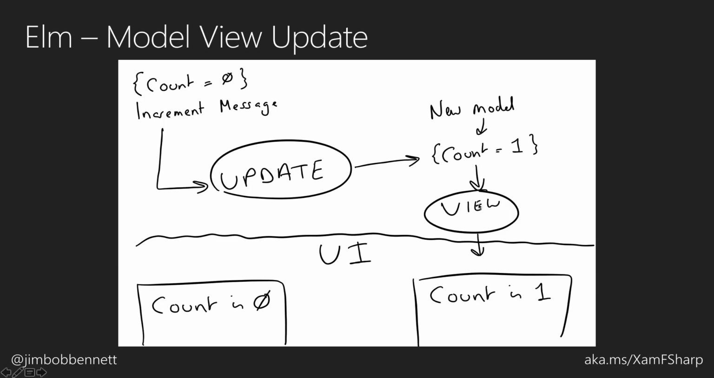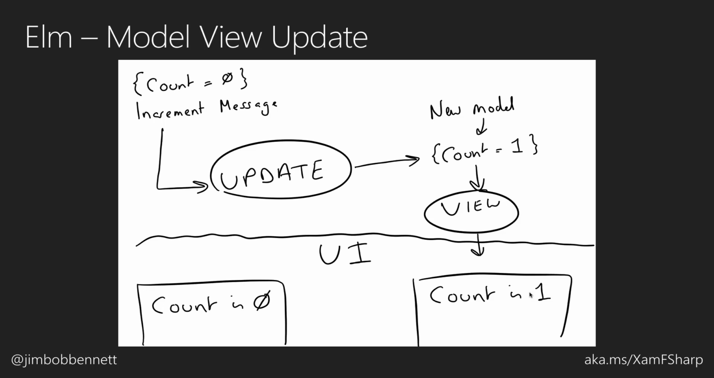That brand new model is then pumped into the view function, which spits out a virtual user interface. And this virtual UI essentially maps one-to-one with the real UI, except in the output, our label now says count is 1. And then behind the scenes, the Elm framework looks at those differences, sees that the UI and the virtual UI are identical except for the text of the label, and then updates the actual UI to match the virtual UI. So model comes in with a message to an update function, spits out a brand new model, goes into a view function, which then updates a virtual UI, which causes the UI to update.